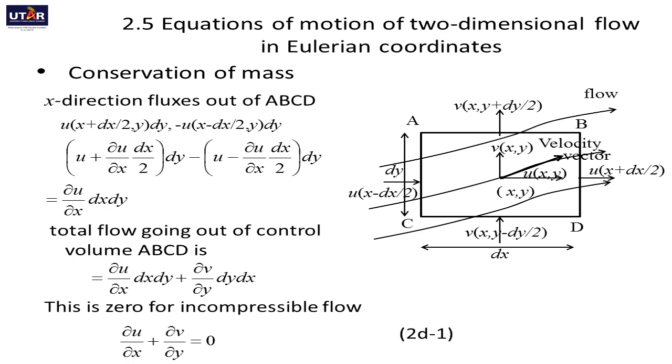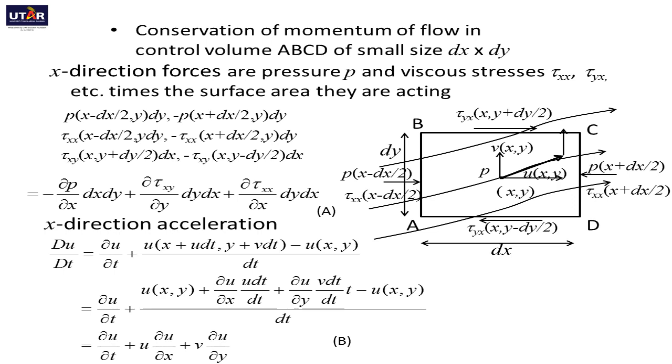The conservation of momentum for the fixed volume, the same fixed volume A, B, C, D, is as follows. Say the conservation of momentum in x direction requires that the sum of forces acting in the x direction equals the change of the momentum, which is the mass times acceleration in x direction of the same volume.